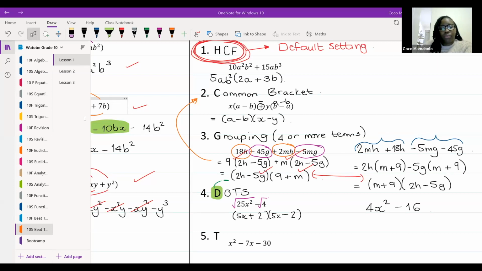Do you get method marks if you put it in alphabetical order for grouping? No, not really, because it doesn't matter which one comes first. The common bracket will still look the same. The method mark really comes from how you group, not from which one you put first. The method mark comes from grouping these two and then grouping those two and taking out the common factor between them. It's not about putting this one before the other one. There's no need for that.